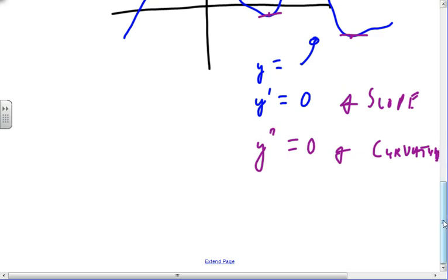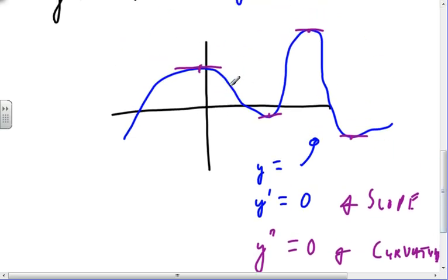So if I set that equal to 0, now I know when I change from concave down to concave up, or from concave up to concave down. So I can find intervals in my curve where those things happen, and that's what I would use that for.